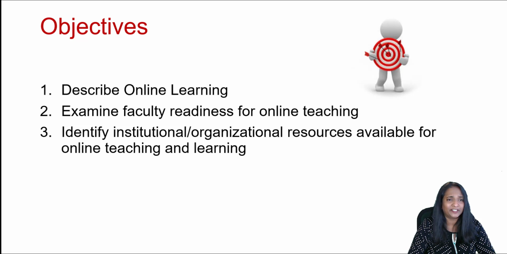So here are the three objectives we looked at in this e-lesson. We looked at online learning. We talked about some different approaches: asynchronous, synchronous, and bichronous. We looked at faculty readiness under four elements, and then we also discussed some questions that you could ask if you're interested in online teaching and learning.